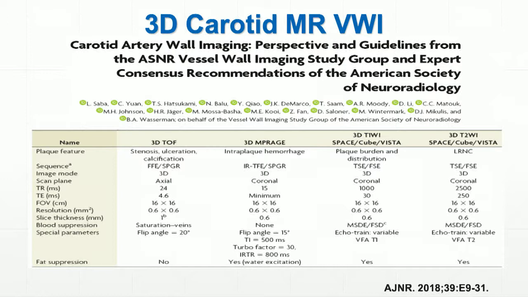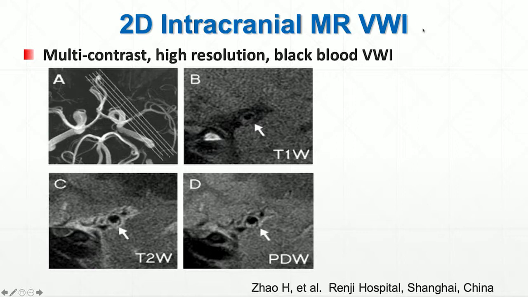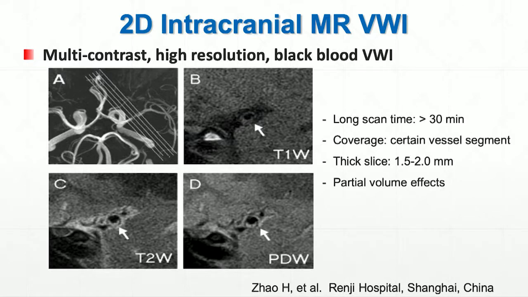For intracranial, this is some of the early examples of using 2D techniques to look at intracranial arteries, as shown here. The acquisition time can be long if you do multi-contrast, but as you can see here, as long as you can get a good cross-sectional view of a certain segment, you can get beautiful images of the plaque. The challenge of this, however, is you have to know where to look.